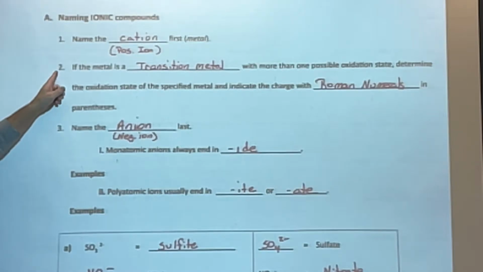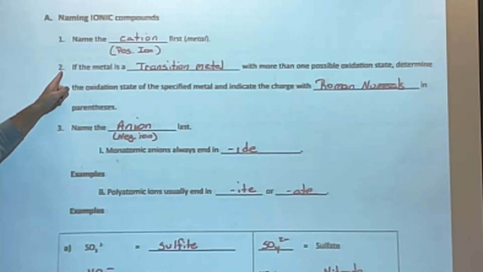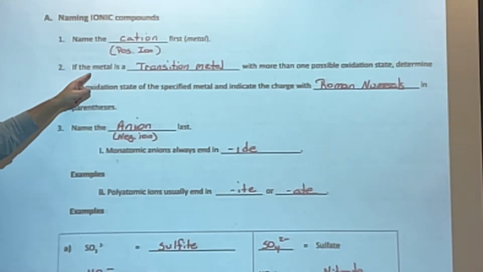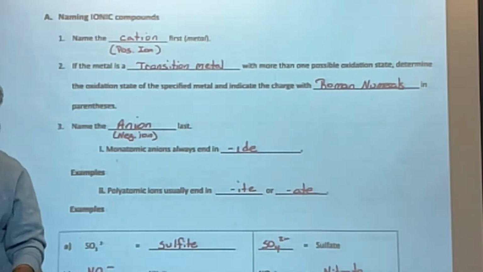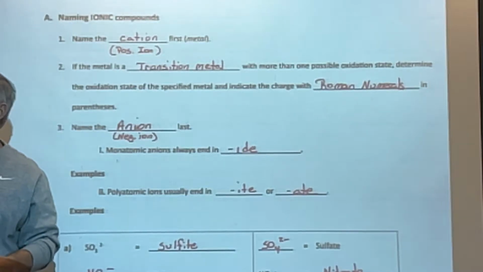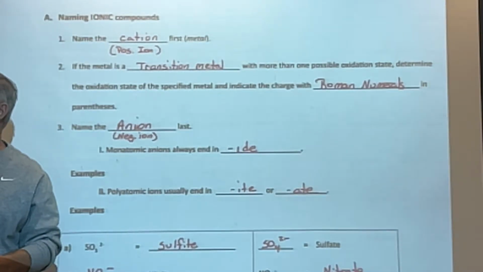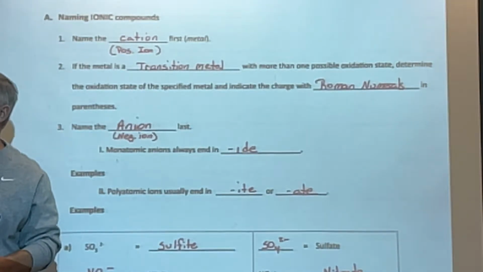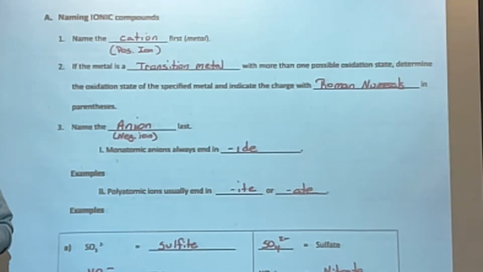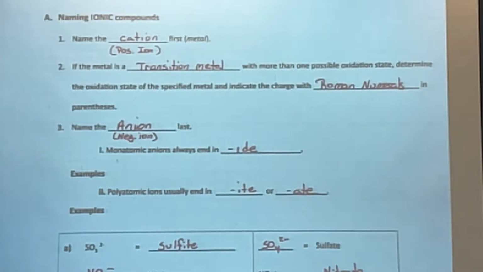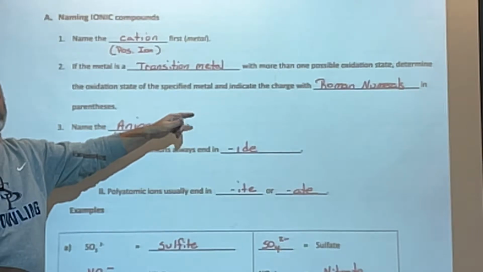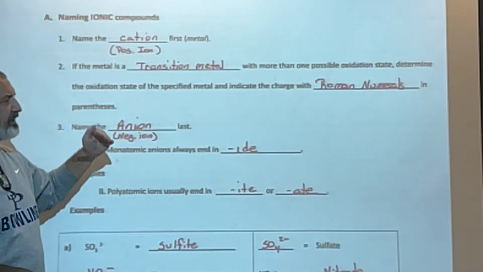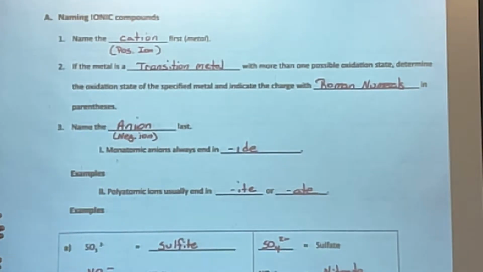Now, this is going to be the trickiest part of all for ionic compounds. If the metal is a transition metal, or one of the elements way down like tin, lead, antimony, bismuth, the metals below the zigzag line, those also have more than one possible oxidation state. So we're going to have to figure out what that oxidation state is and include the name and Roman numerals in the name. That's what we really need to practice today.